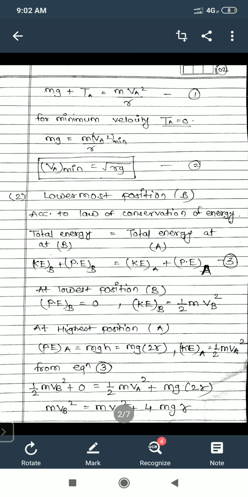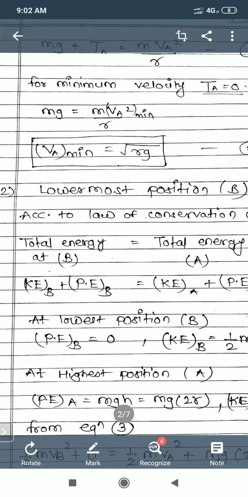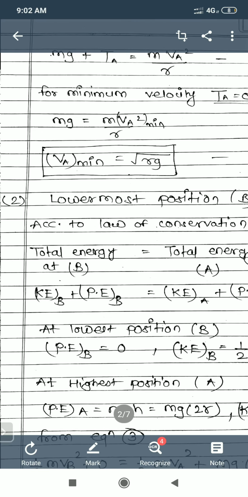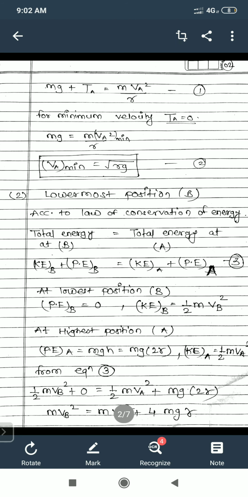By putting TA equal to 0, we get mg equal to mv square by r, and we give the name VA as the minimum. So from that, VA square equals rg, so VA will be equal to the square root of rg. This is equation number 2. This is all about the top position, or we can say the highest position A.